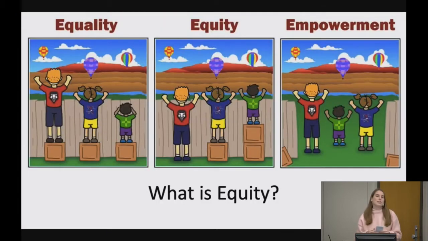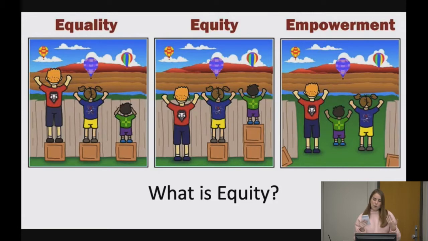Before I get started, I think it's important to explain the differences between equity, equality, and empowerment. We typically see equality and equity getting looped into the same category, but there's a pretty big distinction. Equality has to do with giving everyone the same resources, not taking into account their differences and just saying, here, 2 out of 3 of you can now see over the fence, but sorry to the third child who can't.